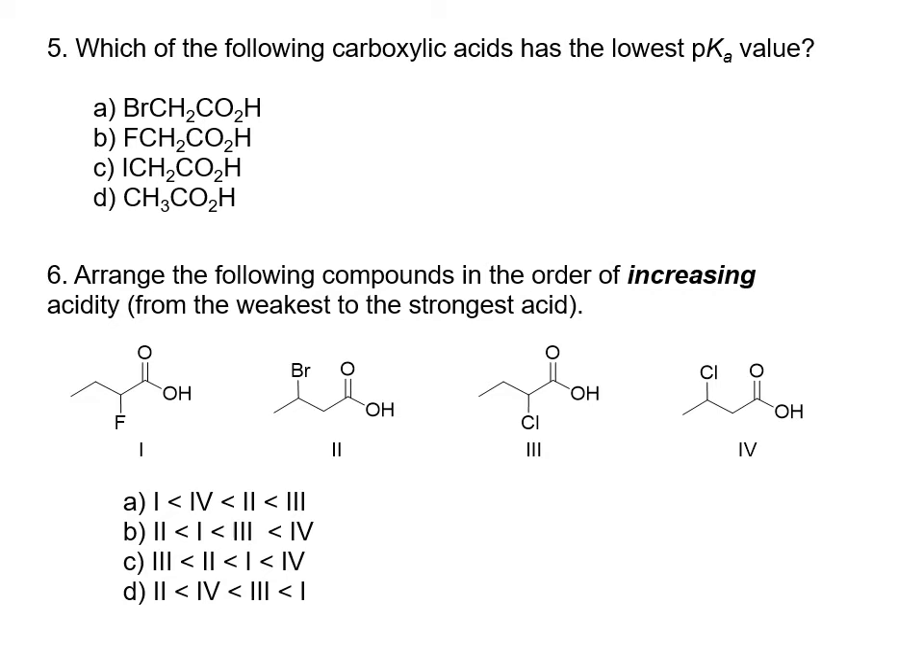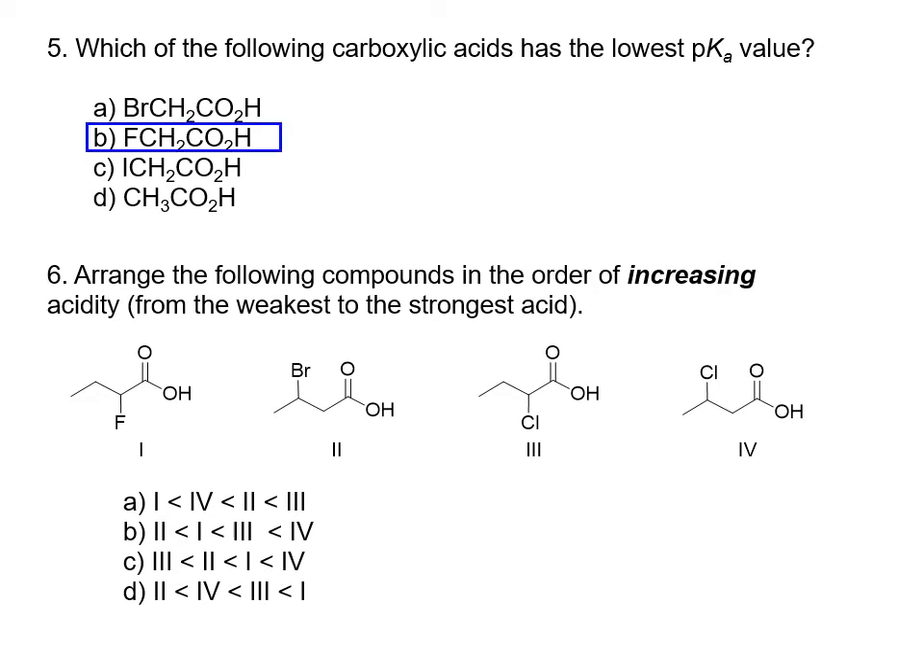So we have acetic acid that is substituted with bromine (A), fluorine (B), iodine (C), or unsubstituted. The more electronegative the substituent is, the stronger the acid, since they are all an equal distance from the carboxyl group. The most electronegative substituent is fluorine, and so this is going to be the strongest acid.